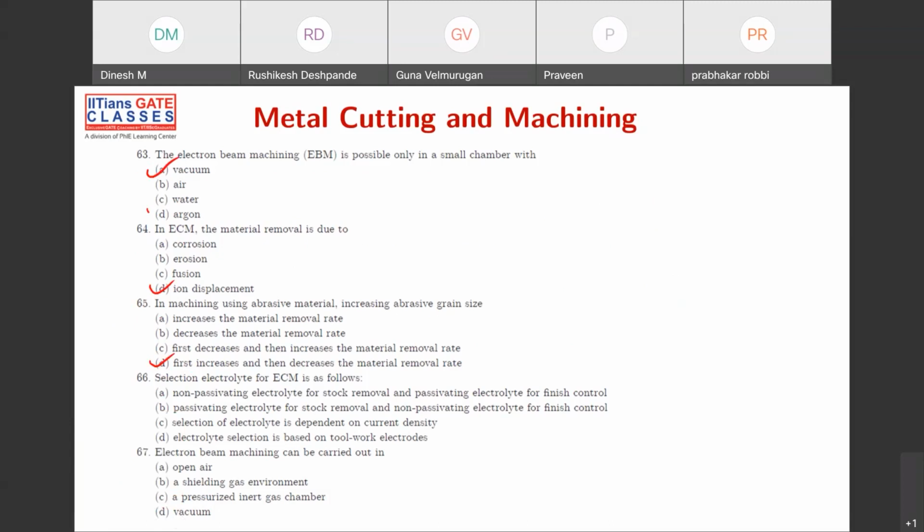What about the next one? 66th one. This I didn't say. Okay, tell me. Actually, what happens now? They are talking about the stock removal. Stock removal is nothing but removing what is already machined. So for stock removal, the electrolyte should possess some kind of resistance to form this passivating film. All these things are there. So, anyways, in this case the answer should be B.